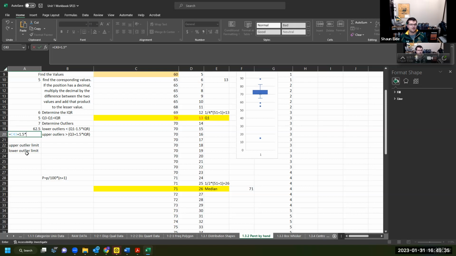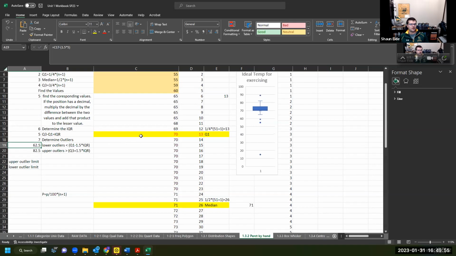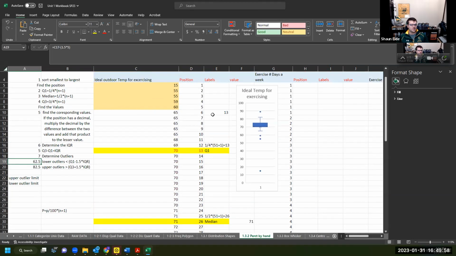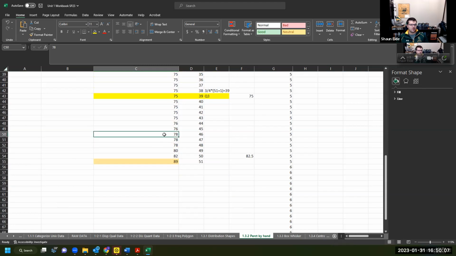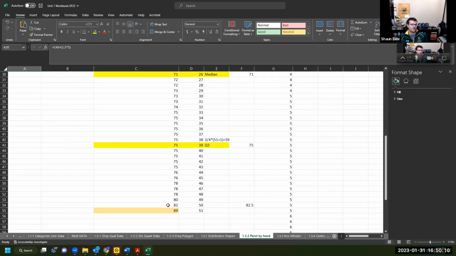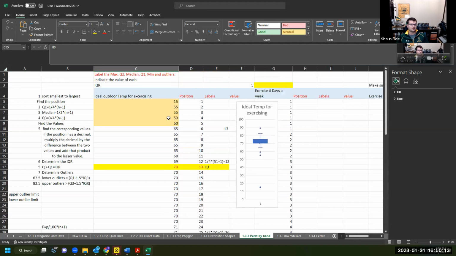And then almost the same exact thing: equals Q3 plus 1.5 multiplied by the interquartile range, which is 5, and we're just going to put this in parentheses. I know you don't have to because of order of operations, but I just like to keep it really clean. So basically, anything below this 62.5 is an outlier. You notice here, draw an imaginary line, and anything below that 62.5 is an outlier. Then anything above this 82.5 is an upper outlier.